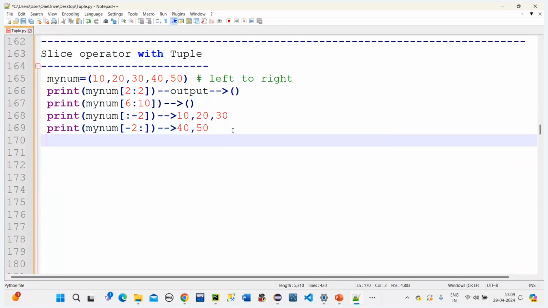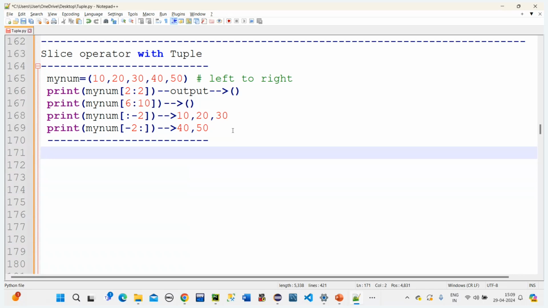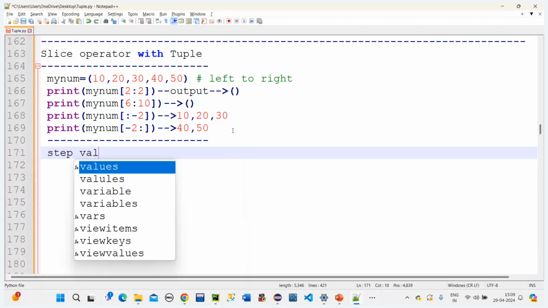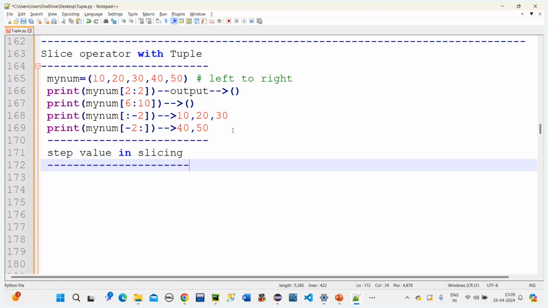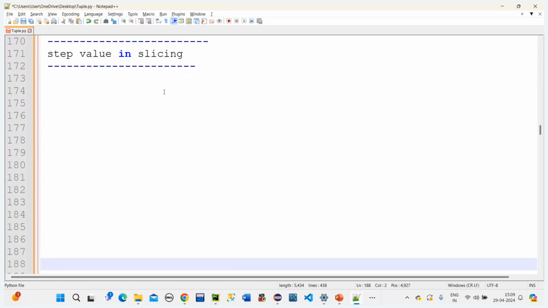Now we already know step value. I guess you all already know about step value in slicing. So what is the step value? Differences between zero. It is a progression, how the sequence should move. For this we have a few points to remember. If you remember these points, make down the notes, then we can solve the step value problems also.